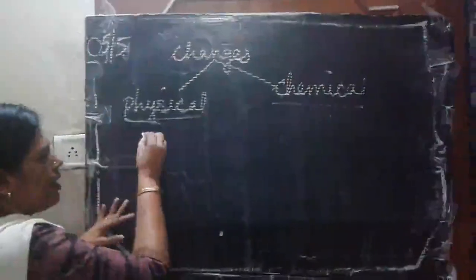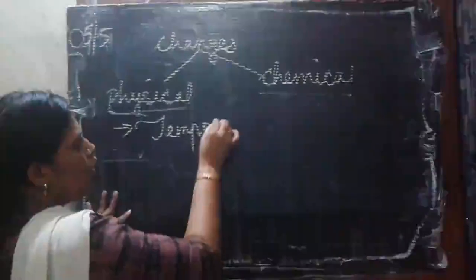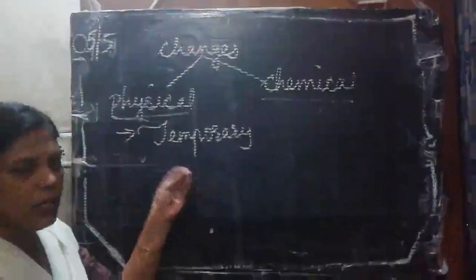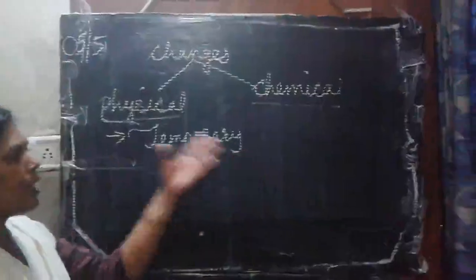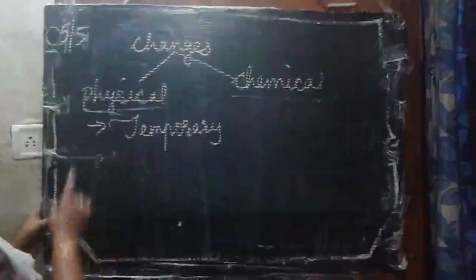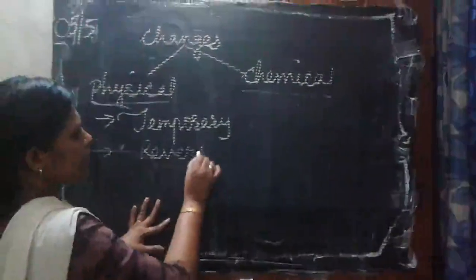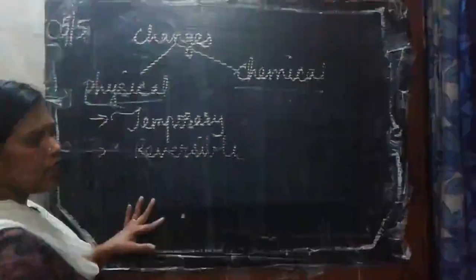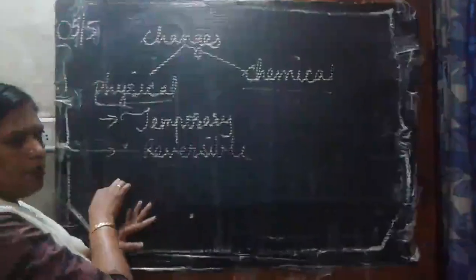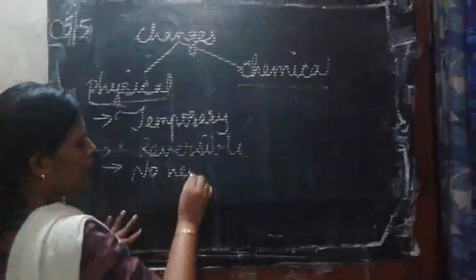So it is external. In this, the change is temporary. Temporary means only for a short time. It is not permanent. If a change occurs, it will come back again. So it is a temporary change. Then what else is in physical change? It is reversible. Reversible means once the change occurs, it can come back to its original state.